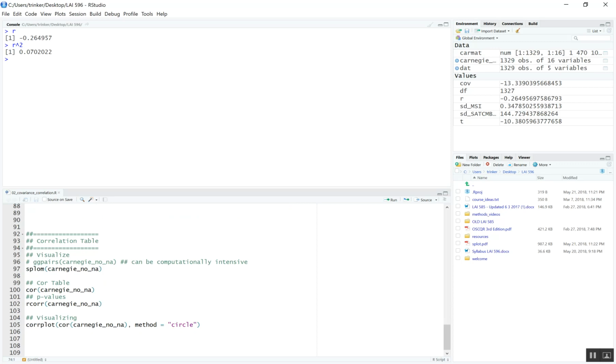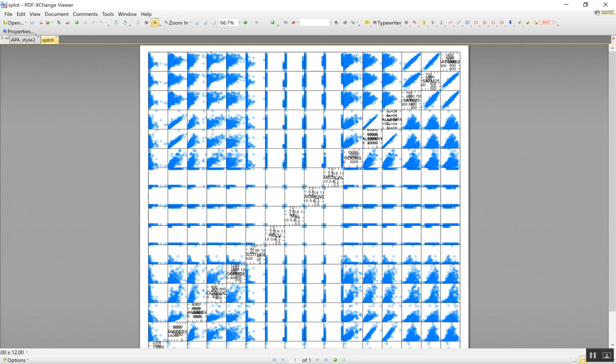So let's get back to the scatter plot matrix, and I have it dumped out here. It's kind of overwhelming, but each and every single one of these is like a correlation table, where every single one of these squares is a little scatter plot, and you can see the plot between the variables. So you can see some here, for instance.